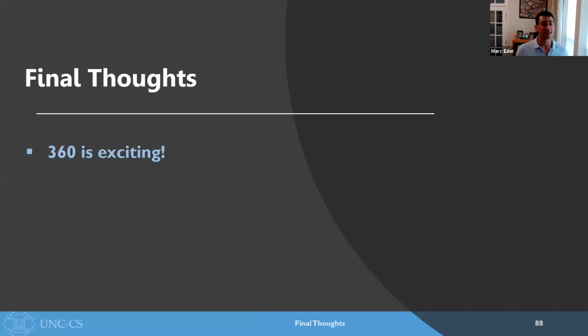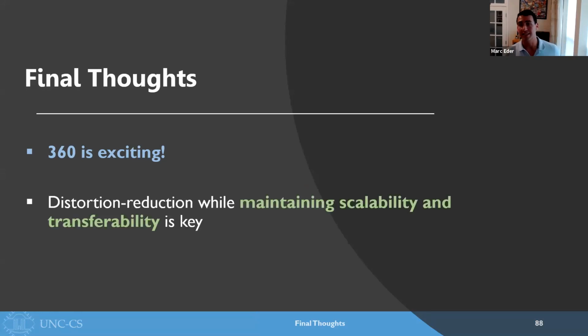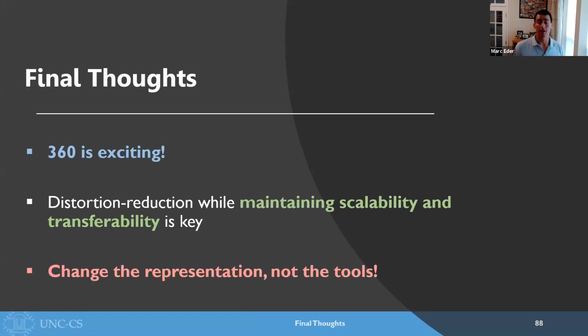So in closing, I want to leave you with a few final thoughts. First, 360 is exciting. There's lots of exciting applications so long as the tools are there to enable it. So I encourage you to think about this problem more and potentially try your hand at improving on this even further. But remember that it's not enough to simply solve the distortion problem. It needs to be useful. For that, scalability and transferability are necessary attributes that should be kept in mind when you come up with any solution. And finally, I will say again that I firmly believe any general solution is going to be found by focusing on the image representation rather than the processing tools themselves.